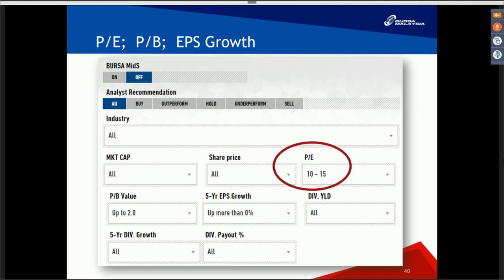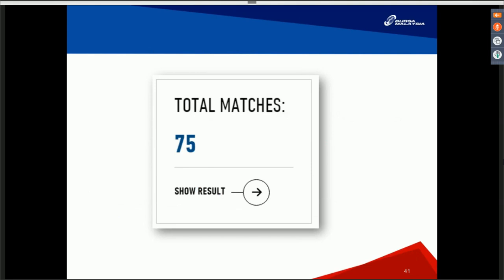First is the PE ratio. Second will be price to book value. The third will be earnings per share. In this case, I'm choosing the PE from 10 to 15, which is just right, before the market goes into a bull run, and also price to book below 2, 1.6, that kind of level, and earnings must be growing by a certain percent. But in this case, as long as the earnings are growing, the stock is good to close. Once I apply all this, I have a total match of 75 counters.